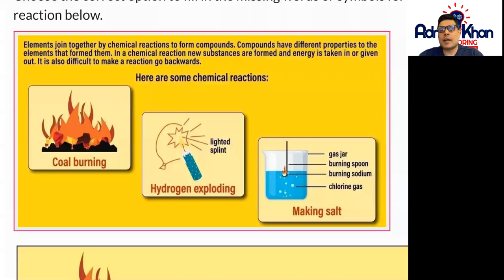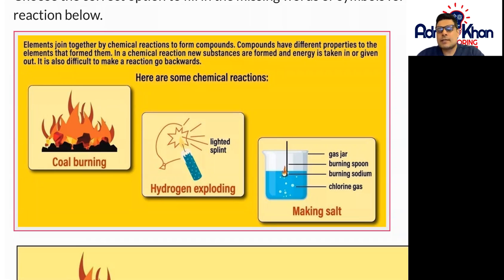So in a chemical reaction, new substances are formed and energy is taken in or given out. It is also difficult to make a reaction go backwards. So you cannot reverse a reaction once it's done.